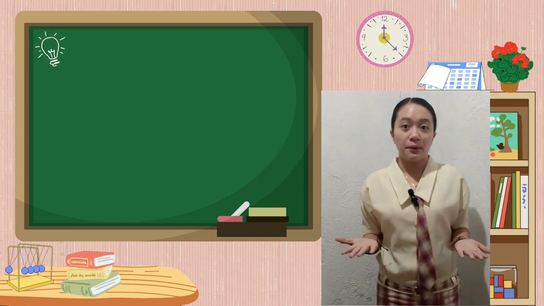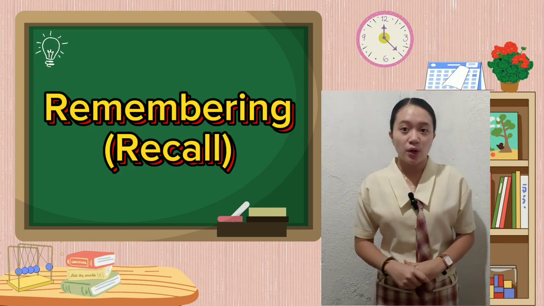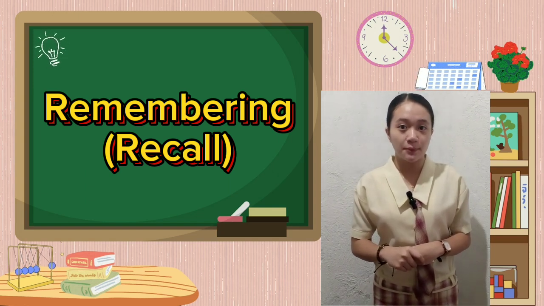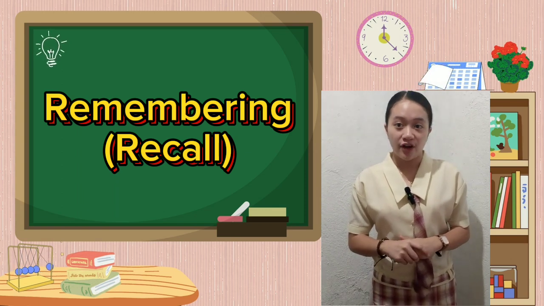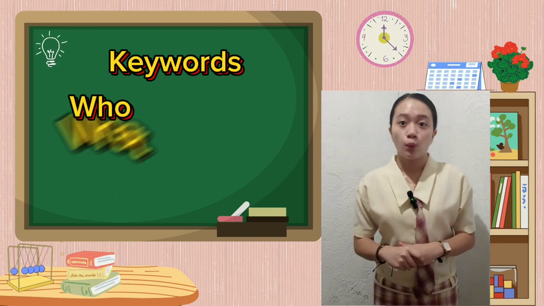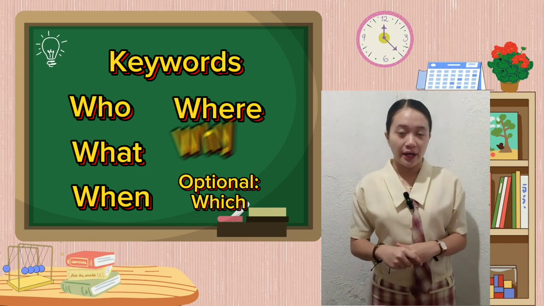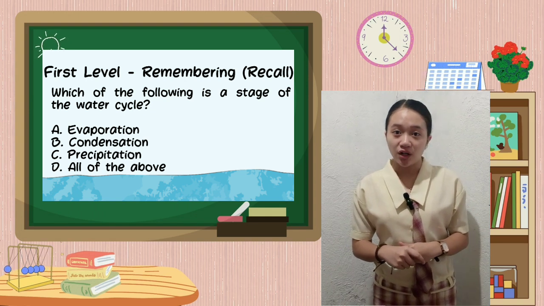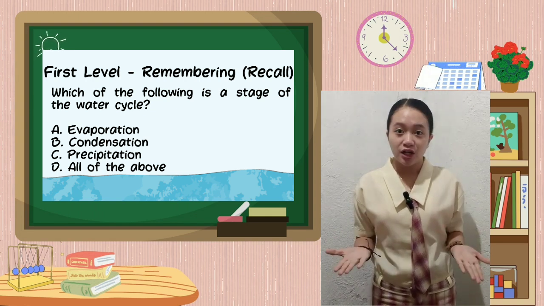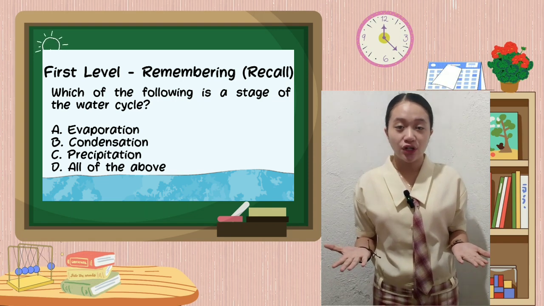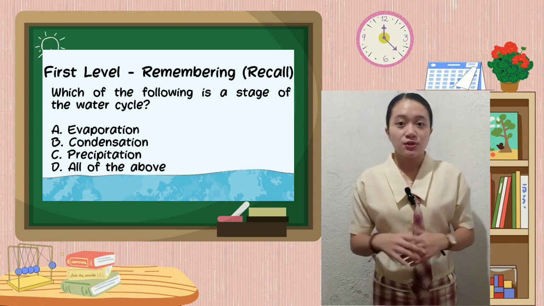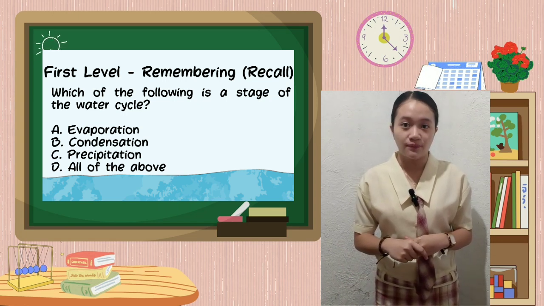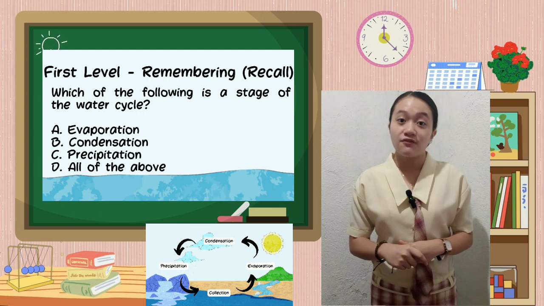So first is the remembering or recall. These questions ask students to retrieve specific facts, information, or concepts from their memory. They are often phrased using keywords like who, what, when, where, and why. Like for example, which of the following is a stage of the water cycle? A. Evaporation, B. Condensation, C. Precipitation, or D. All of the above. So this question tests the student's ability to recall basic facts about the water cycle. They need to remember the key stages of the process.